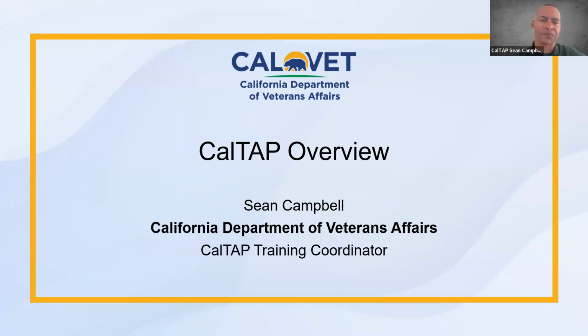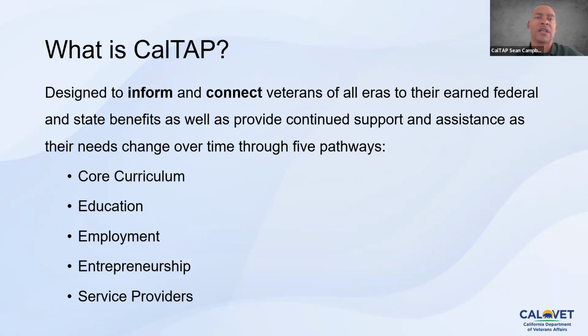As I said before, my name is Sean Campbell, and I work with the California Transition Assistance Program, and I'm one of the training coordinators there. My job is to help veterans of all eras connect with their earned benefits and inform them about new changes in different programs that we have. We want to provide that support and assistance for you throughout your entire life cycle, because we recognize that your needs change over time. We've also identified 5 basic pathways that we like to use to help guide people through those moments that matter in their lives.